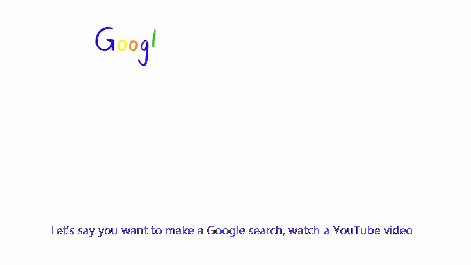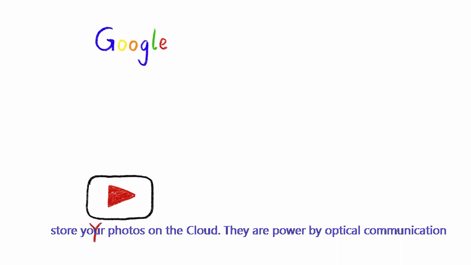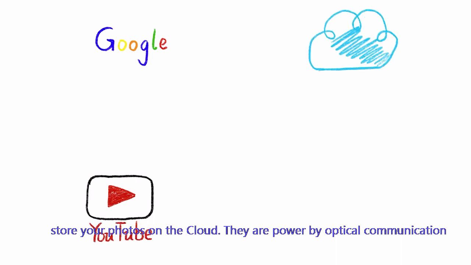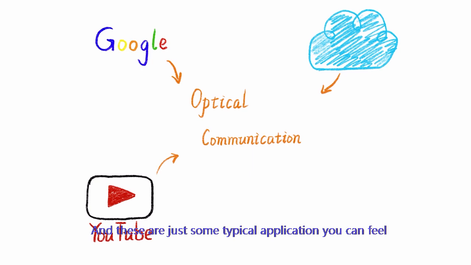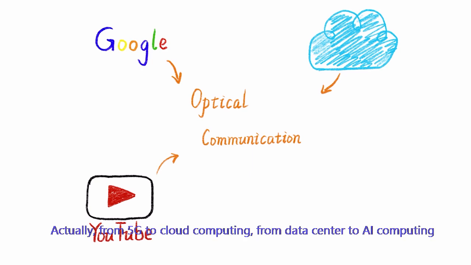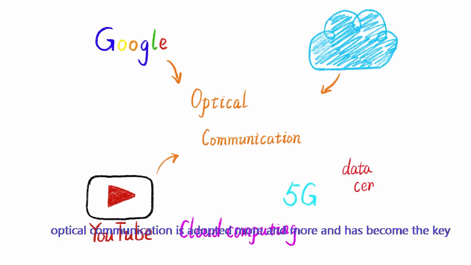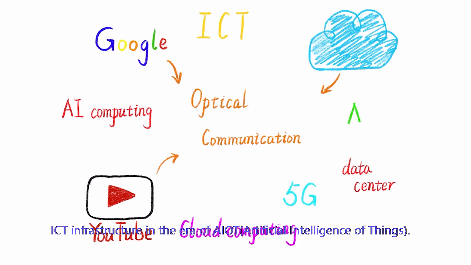Let's say you want to do a Google search, watch a YouTube video, or store your photos on the cloud. They are powered by optical communication. And these are just some typical applications you can feel. Actually, from 5G to cloud computing, from data center to AI computing, optical communication is adopted more and more and has become the key ICT infrastructure in the era of the artificial intelligence of things.